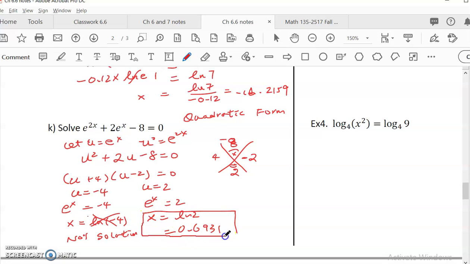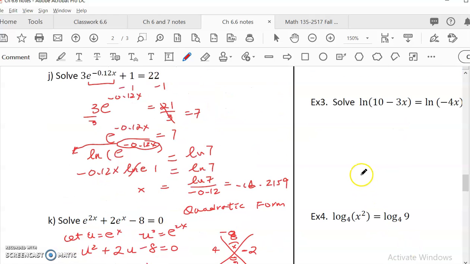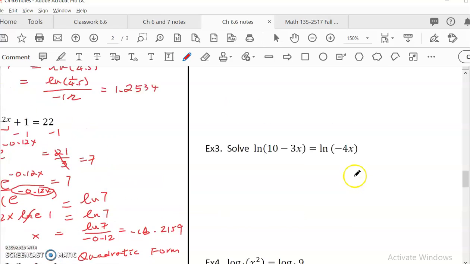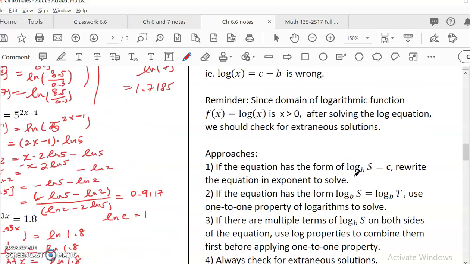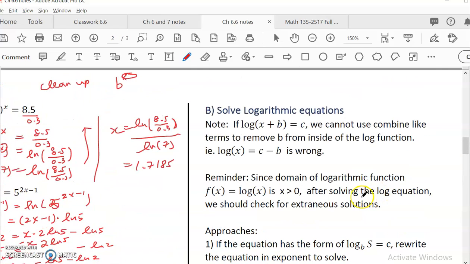So after you substitute and factor, don't stop here. This is the solution to your substitution u only. You have to solve for x. So that is the second part. And then we'll do the third part where we'll solve log equations.